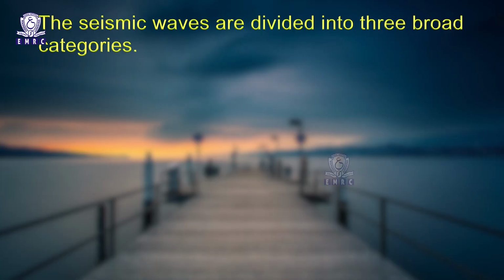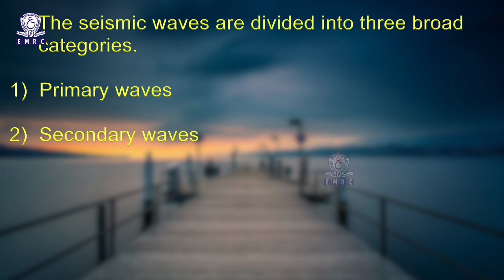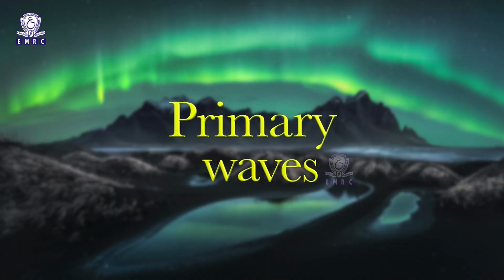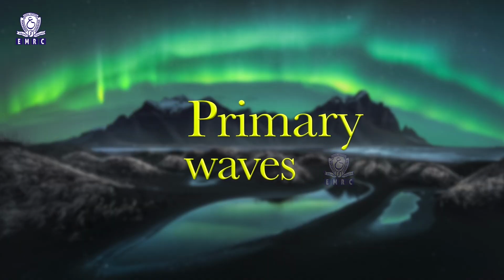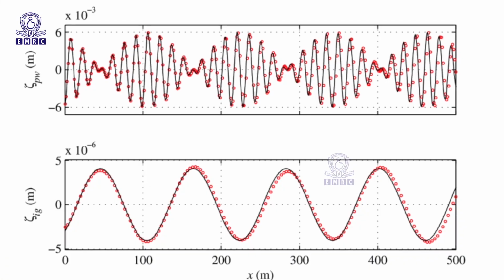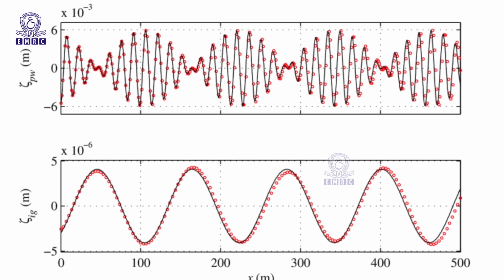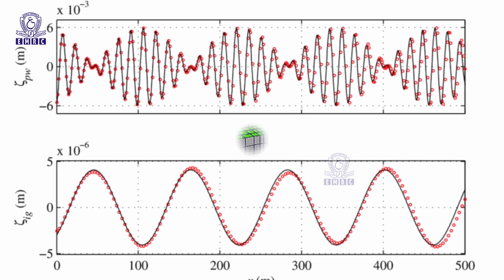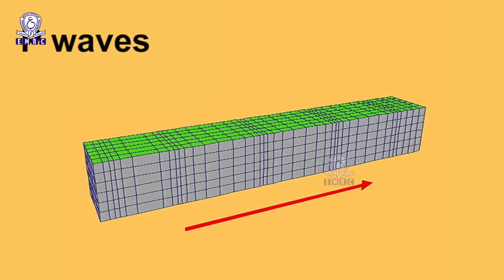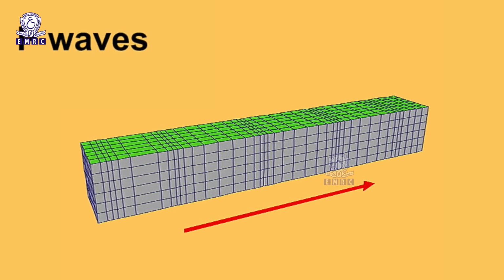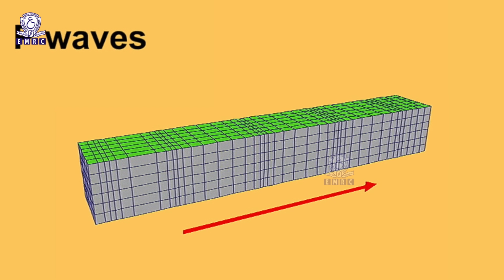The seismic waves are also divided into three broad categories: primary waves, secondary waves and surface waves. Primary waves are also called P waves or push waves, or compressional, dilational or longitudinal waves. They are of high frequency and short wavelengths. In this type of wave, the motion of the particles is in the direction of the propagation of the primary waves.